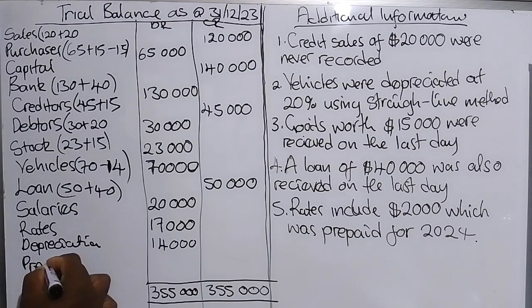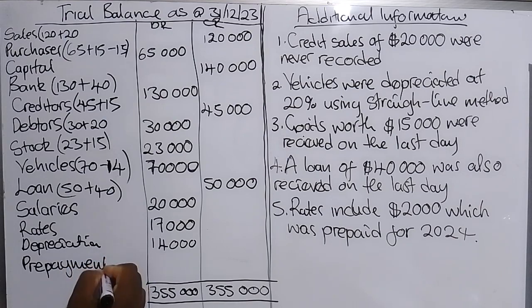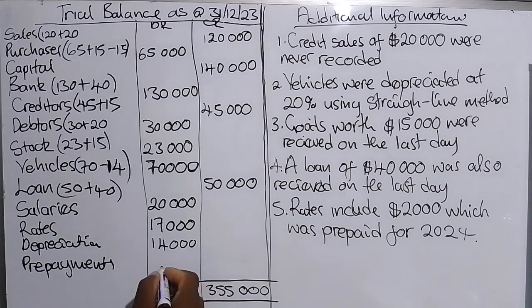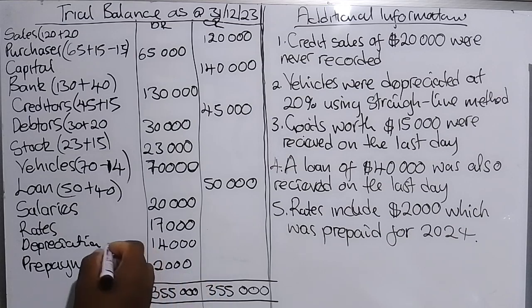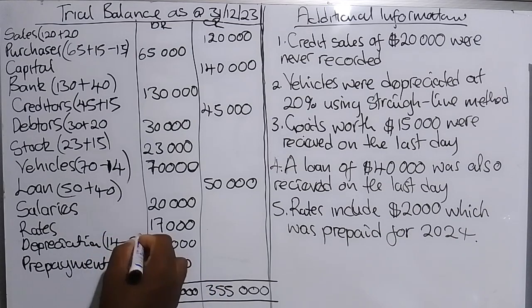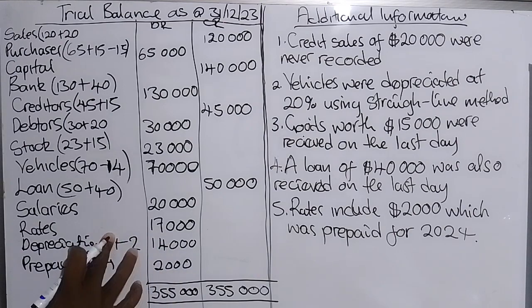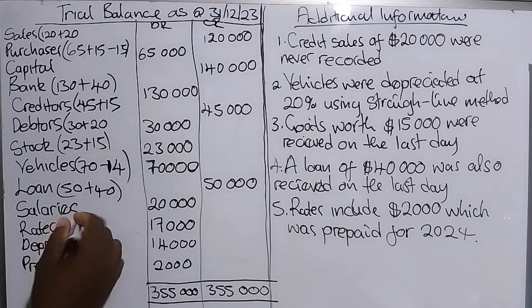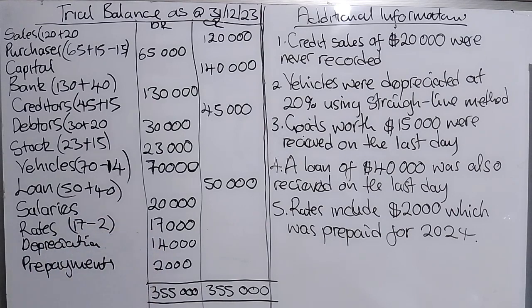prepaid rents, prepayments. Let me just write prepayments, which is 2,000. So we are going to deduct 2,000 from the rates. 17 minus 2. Okay, so this is it.